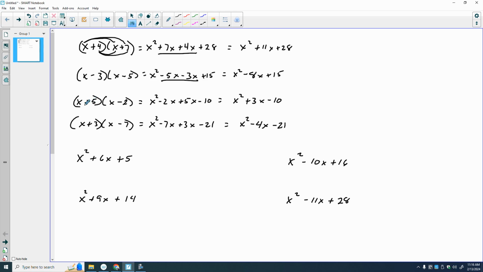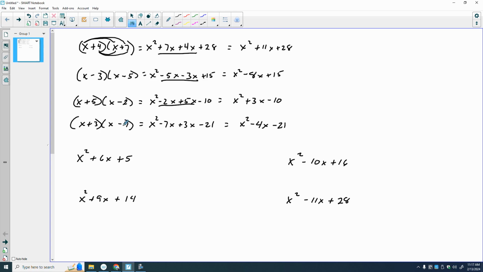When I multiply this out, same exact procedure, x times x and so on. When I combine like terms, notice these two signs are different, which makes these two signs different. And if these two signs are different and I combine them, I'm actually subtracting 5 minus 2. And it's positive because the larger number is positive. And the difference takes on the sign of the larger number. Notice this 10 is negative because a negative times a positive is a negative.